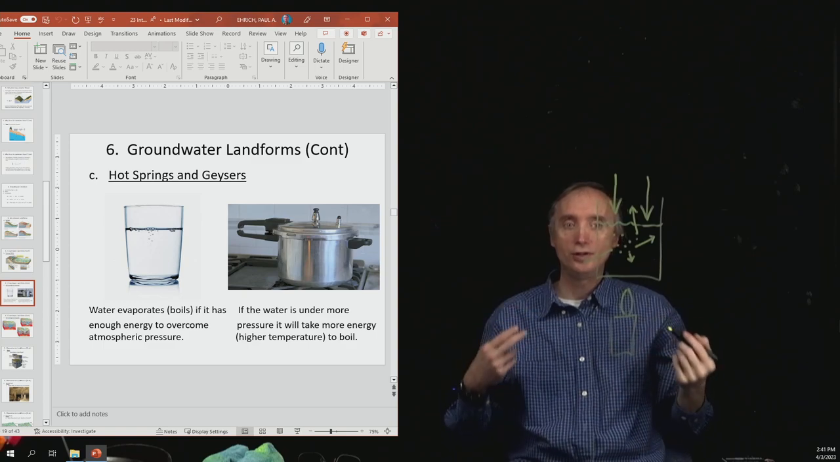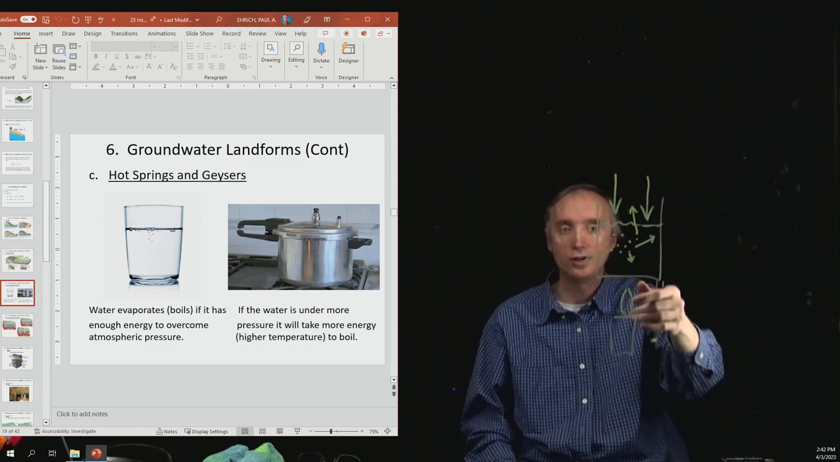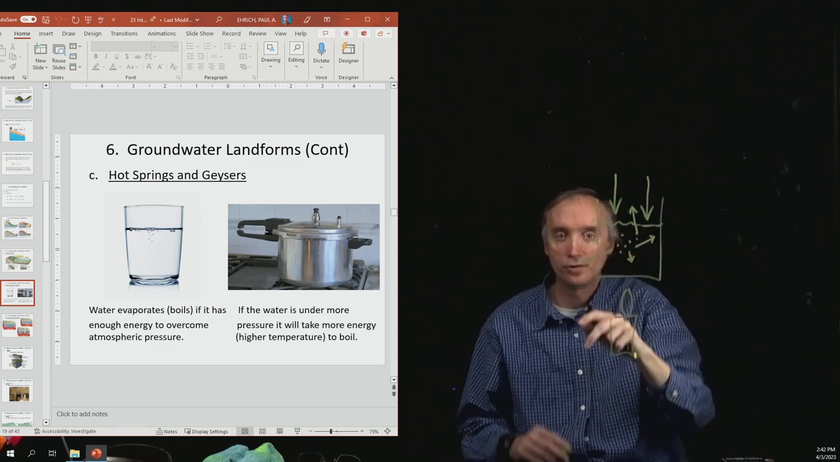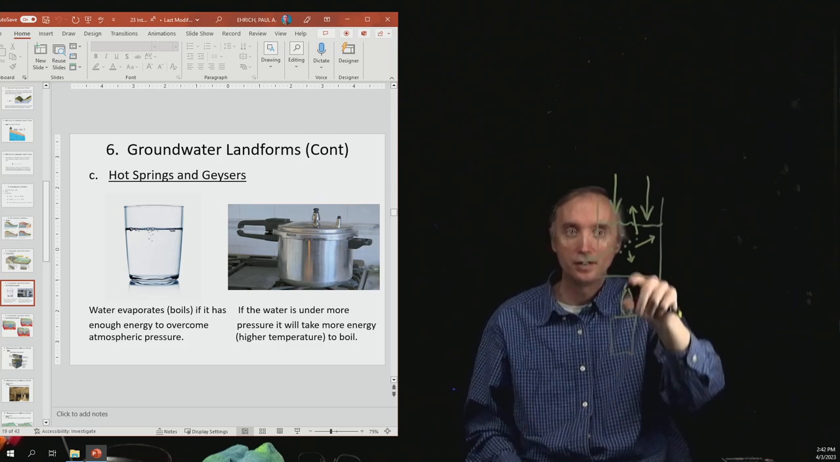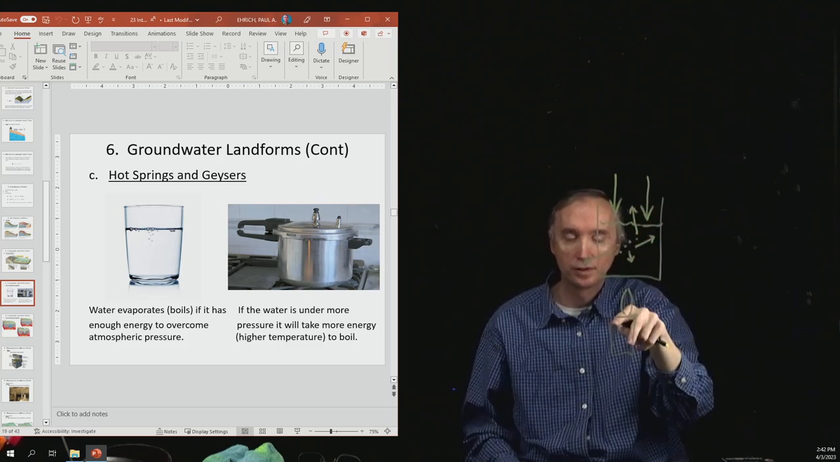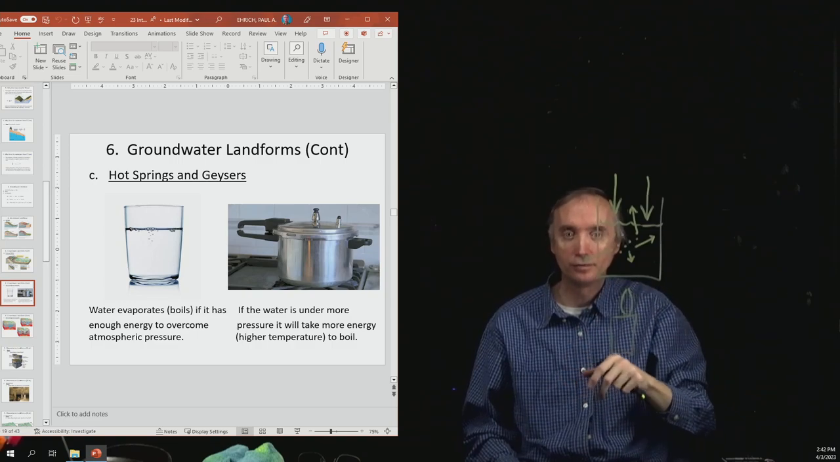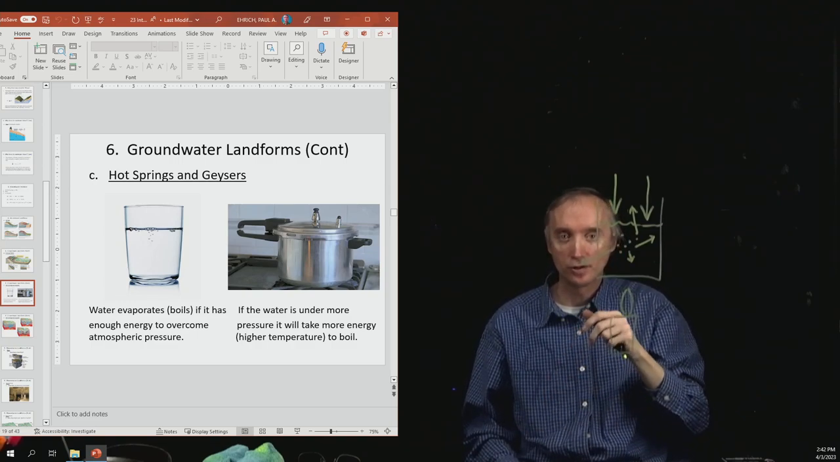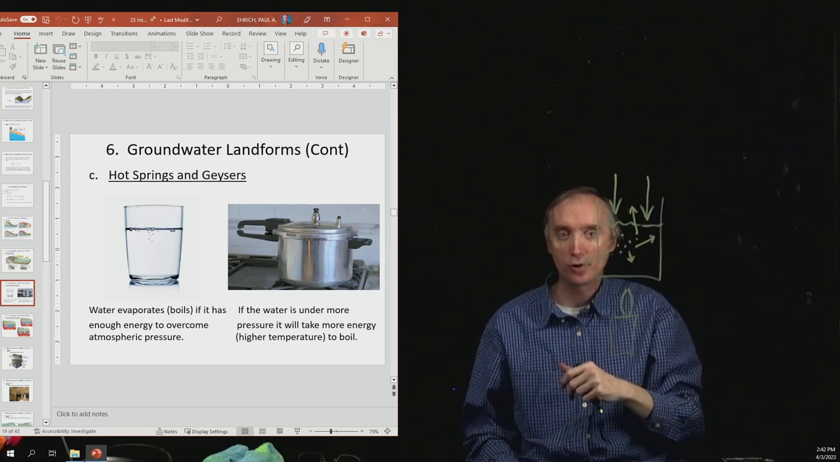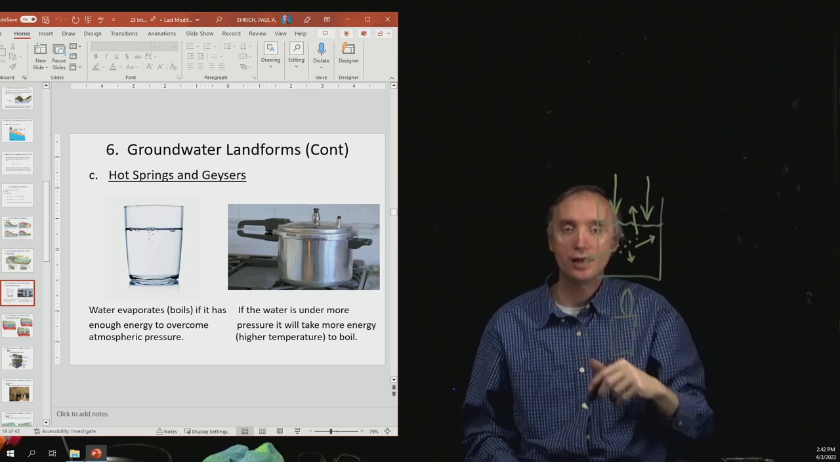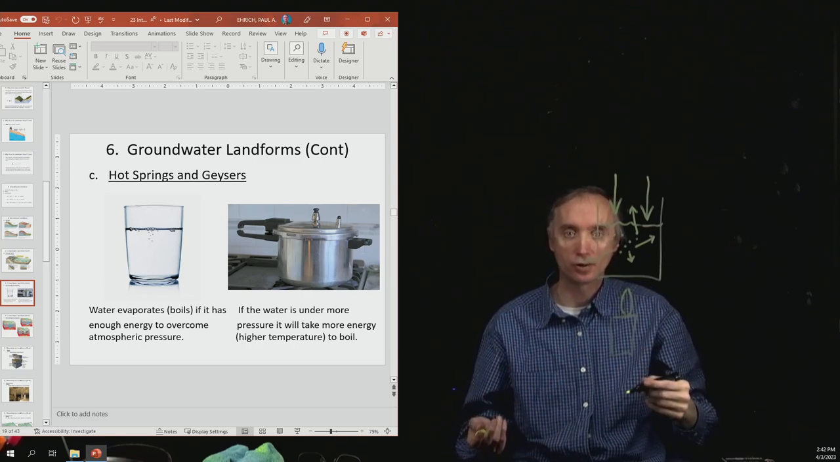Now, let's say we do this, and we're giving it a lot of heat, and under normal circumstances, this water is now boiling. How can we keep it from boiling? We're going to do that by adding more pressure. That's the idea of a pressure cooker.